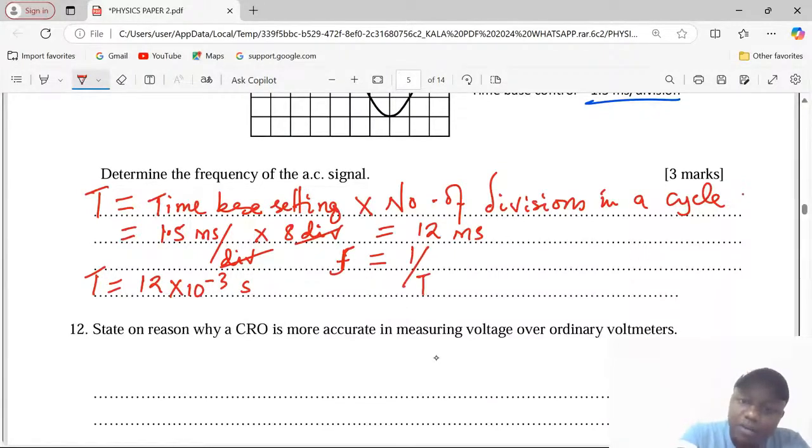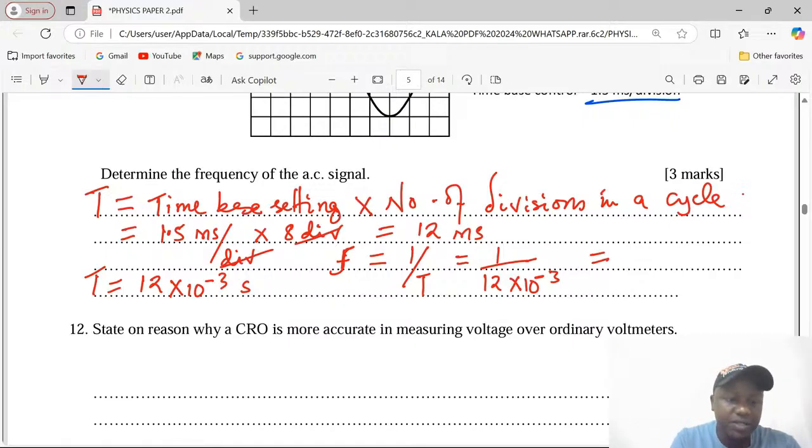Frequency is given by the reciprocal of periodic time. So 1 over 12 times 10 to the power of negative 3. When we take the reciprocal of this, I'm getting 0.0833, then I multiply by the reciprocal of 10 to the power of negative 3, which becomes 10 to the power of 3. Multiplying this by 1,000, I'm getting 83.333. Being frequency, the SI unit is hertz.